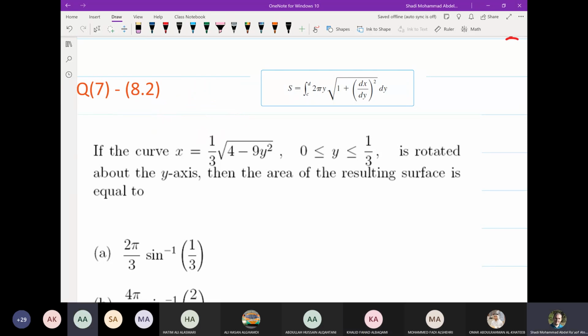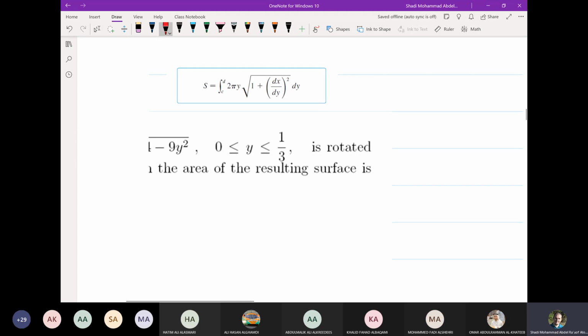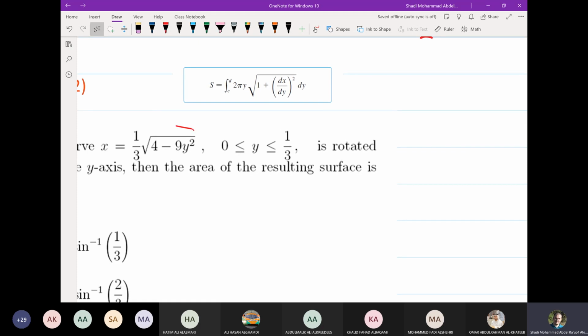Can you repeat it quickly? Of course I can. Again, sometimes, guys, for example this example here, is it x in terms of y or y in terms of x? X in terms of y. So when I find dx over dy, the derivative, square it, and add 1 under the root, will this root be in terms of x or y?